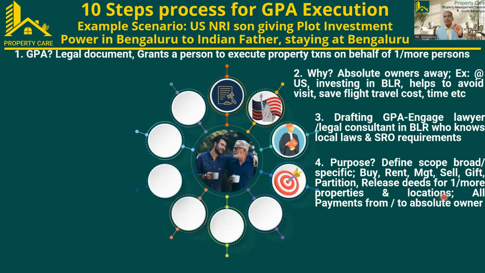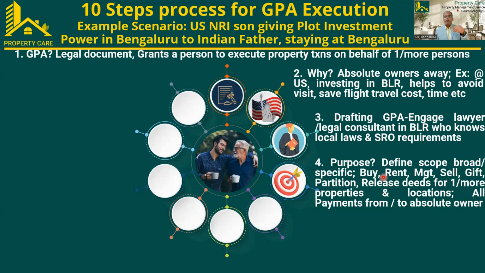So there is nothing that if you have a GPA and the father takes the money, a bank loan and all will not be issued in a GPA holder's name. A bank DD will be issued only to the absolute owner's name. So only the absolute owner can credit that check and file a return for all the income received with respect to the property selling. Similarly, buying also.